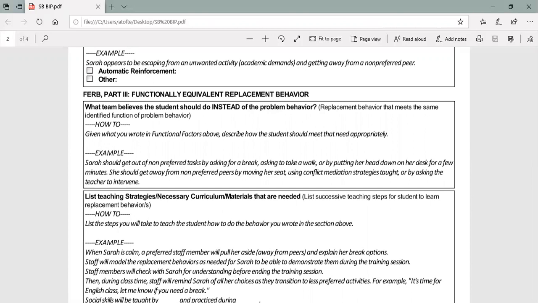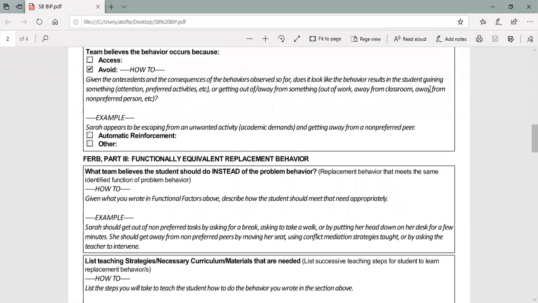So we said she was doing these behaviors for the sake of avoid. We checked avoid. We said she's doing these behaviors to get out of a task and to get away from a peer. So this section is, well, how is she supposed to get away from a task and away from a peer? So given what you wrote in functional factors, describe how they should meet that need appropriately. For our example here, she should get out of non-preferred tasks by asking for a break or asking to take a walk, right?